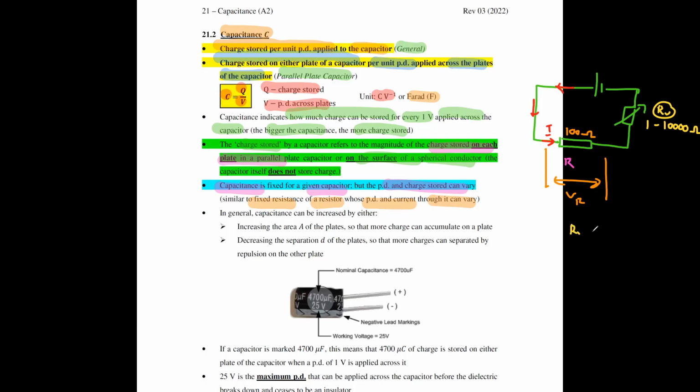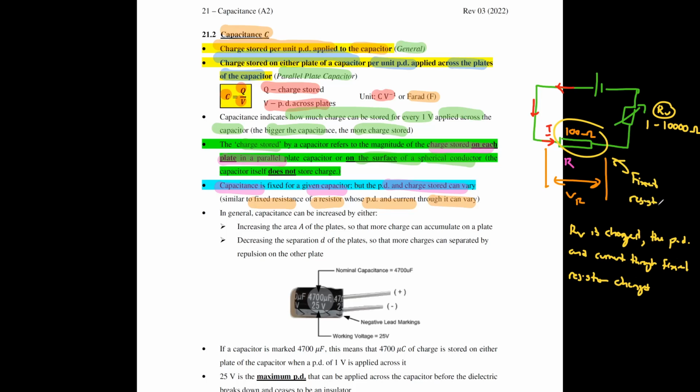Okay, so the thing here is this: this one is your variable resistance, if your RV is changed, the PD and current through your fixed resistor changes. Isn't it? This one here is your fixed resistor. Okay, it's a fixed resistor.